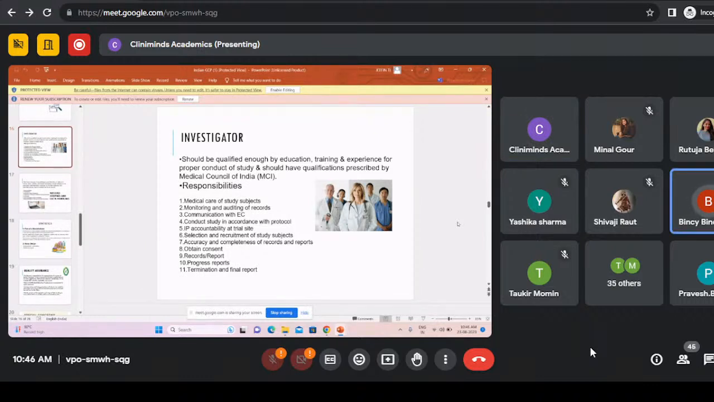Selection and recruitment of the subjects. Yes, they have to do the selection of subjects into the clinical trial as per the protocol eligibility criteria. So what is the number of subjects which they agreed with the sponsor? They have to do the recruitment by using different resources for it.